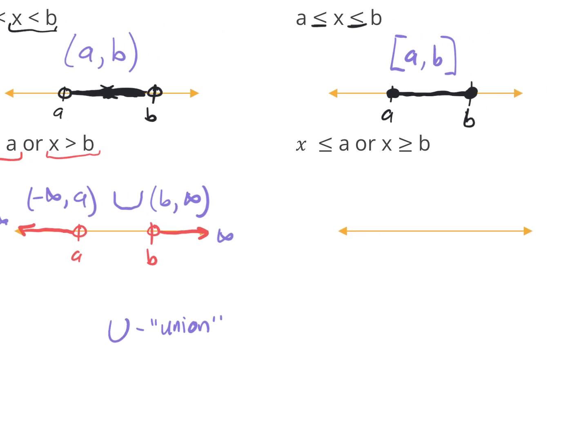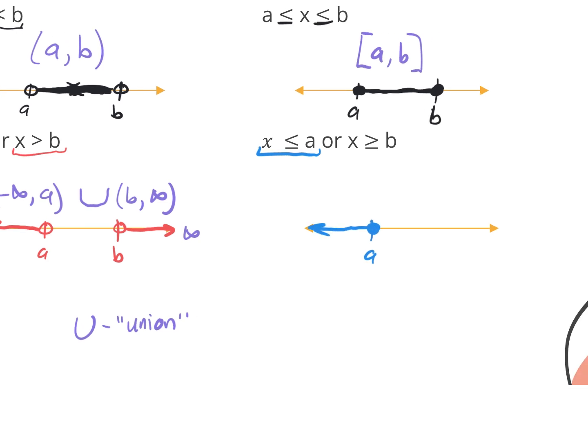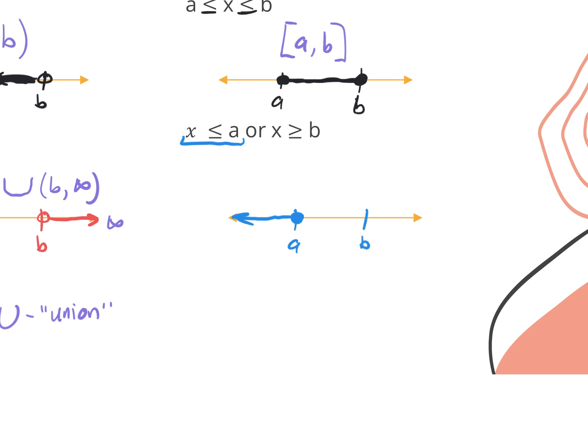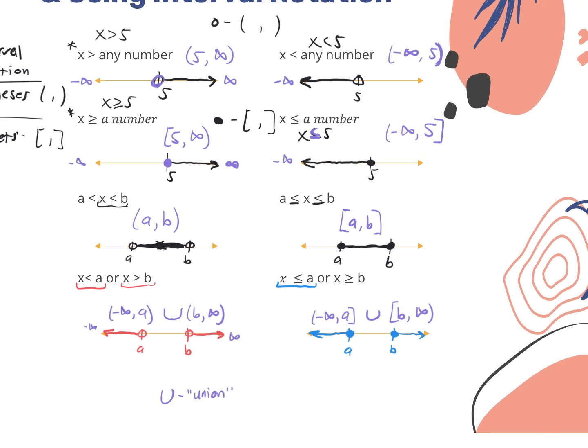Now, the last one is going to be exactly the same, just with equality. So if x is less than or equal to A, if A is right here, we have a closed circle at A, and we're going to go to the left. And we're going to have a closed circle at B, and we're going to go to the right. And then to write this answer in interval notation, we're going to start at negative infinity up to A. This time with a bracket, we are including A. We're going to start again at B. We have a little gap up to infinity with a u in between, a union. Now this is our answer in interval notation.